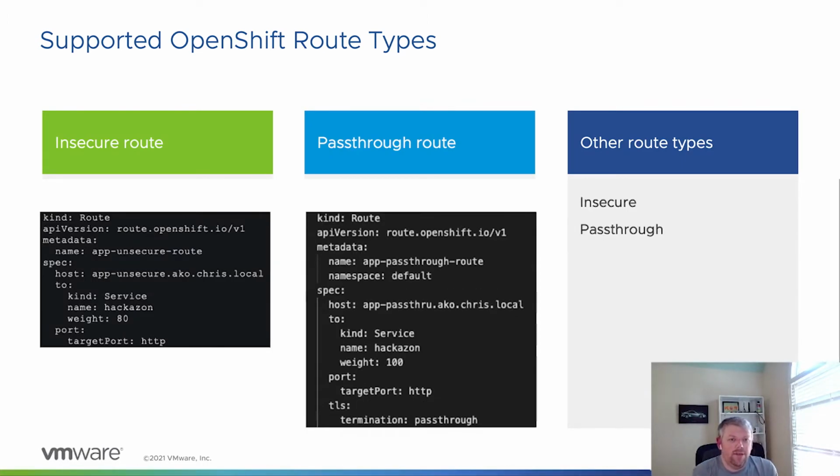The other route types that we have are insecure routes, obviously. Insecure routes probably don't need much explanation. HTTP on the front end, HTTP to the back end.